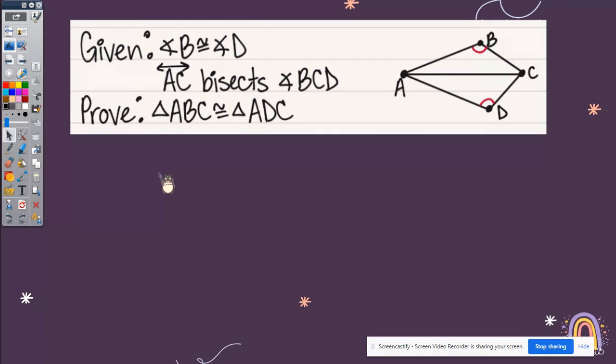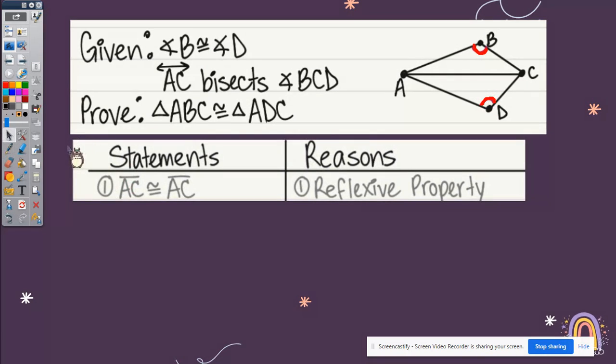Here's another example, and remember, today's lesson, like I said, is on angle side. So we have angle B is congruent to angle D, and that's actually already written here inside the diagram in red. We also have another given, AC bisects angle BCD, and we're trying to prove that the top triangle, triangle ABC, is congruent to the bottom triangle ADC.